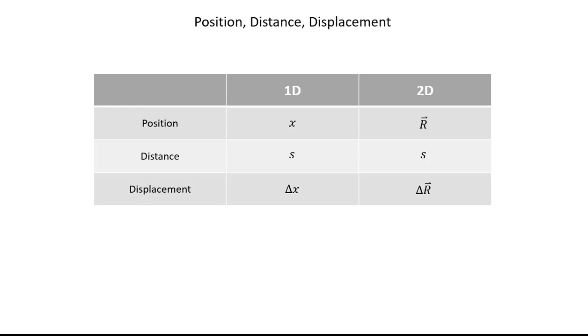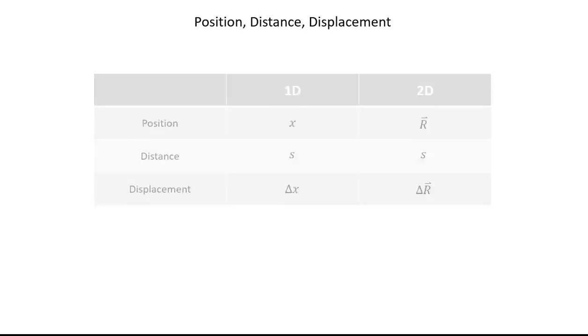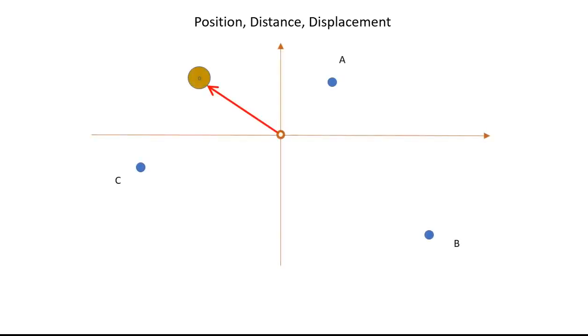Let's start with the quantities of kinematics. We'll start with position, distance, and displacement. So position is the location of an object in a coordinate system.